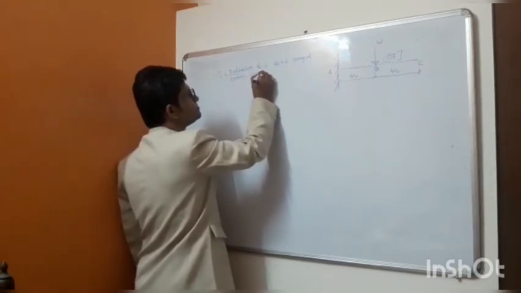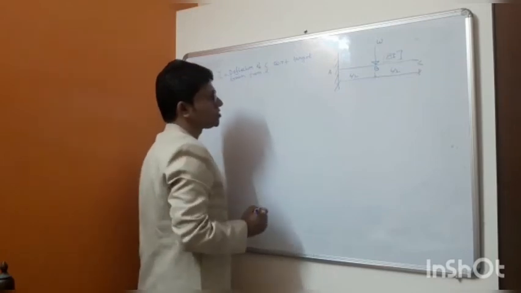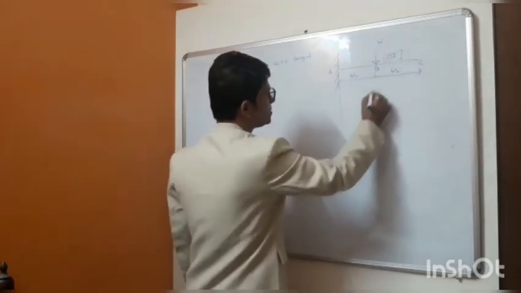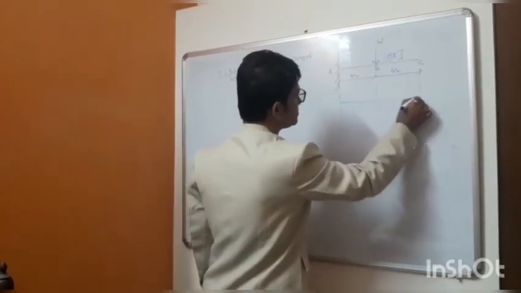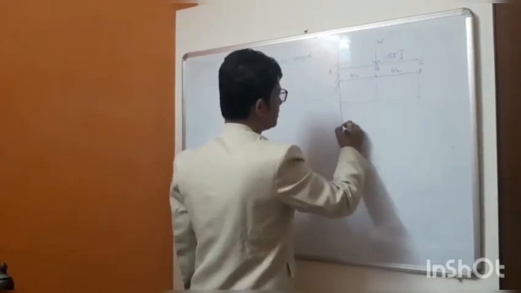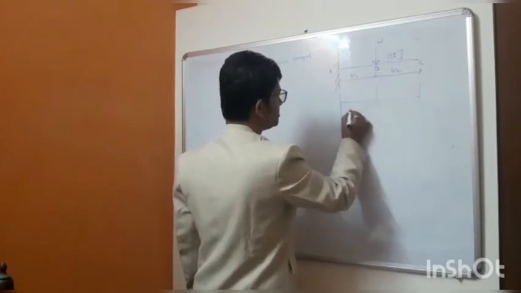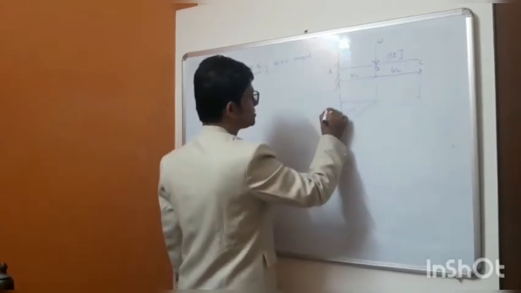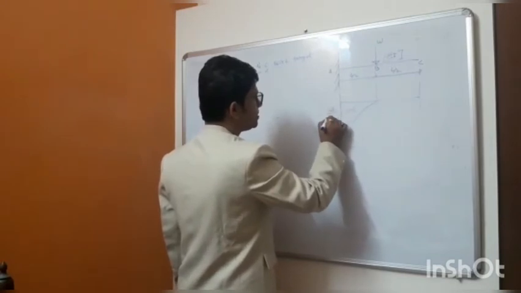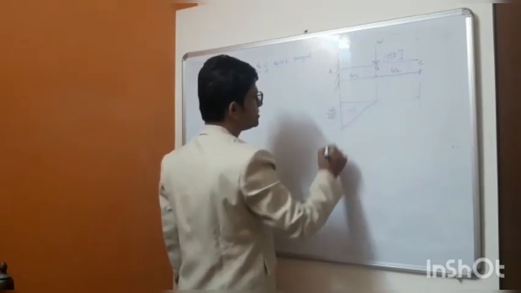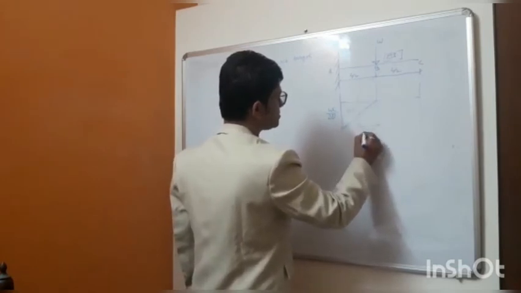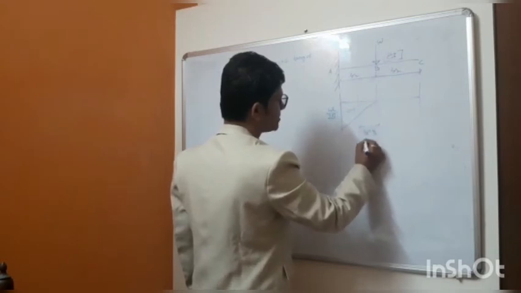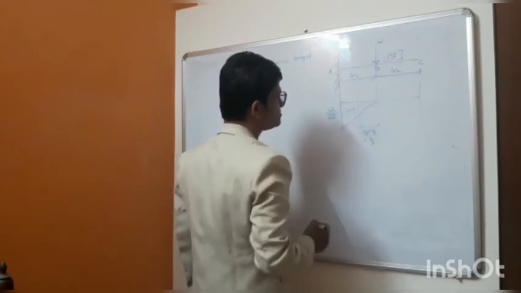So let us draw this M by EI diagram. This will be the M by EI diagram, and this will be a triangle, and here it is WL by 2EI, and its CG is 2/3 into L by 2, that is equal to L by 3.